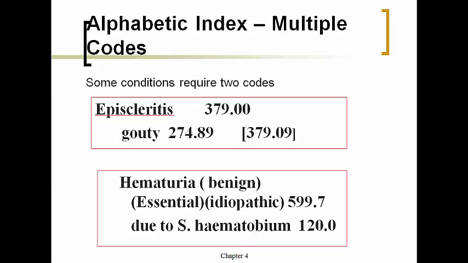The alphabetical index also instructs us as to when to use multiple codes. When there are brackets, that means we must use both codes. So for gouty episcleritis, we would use 274.89 and 379.09. Also, sometimes a second code is needed when there's an organism specified, such as the example here. We would use both 599.7 and 120.0.